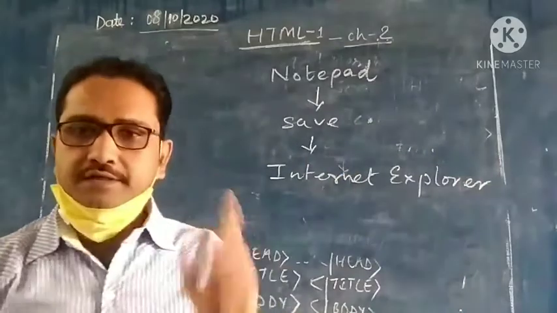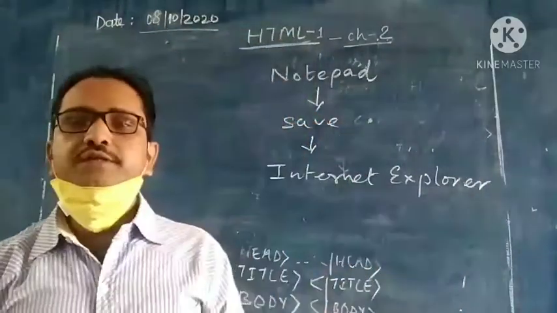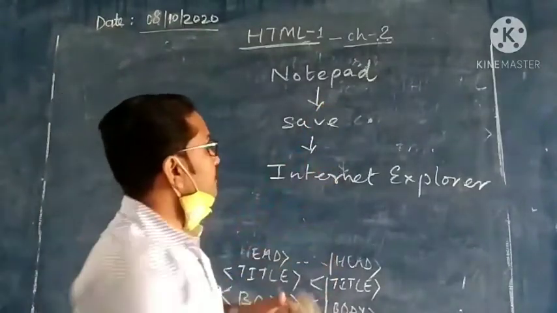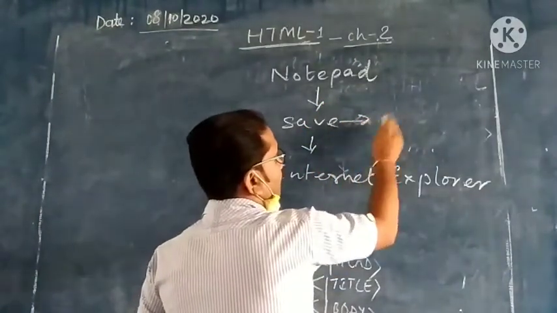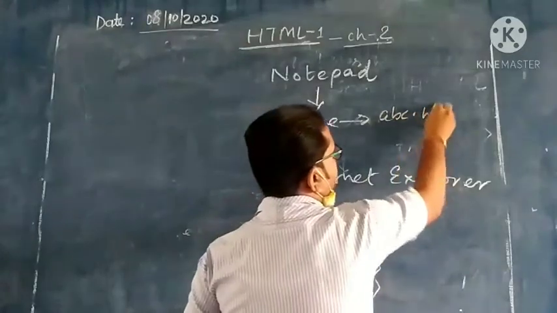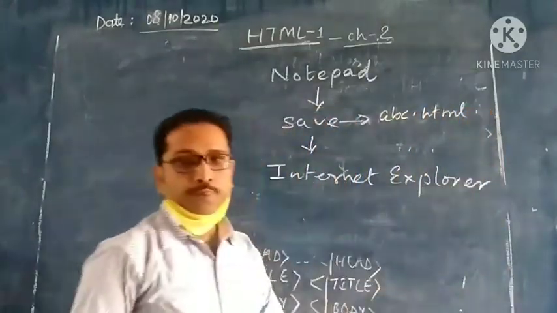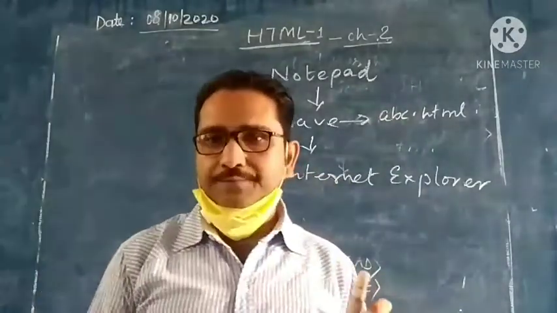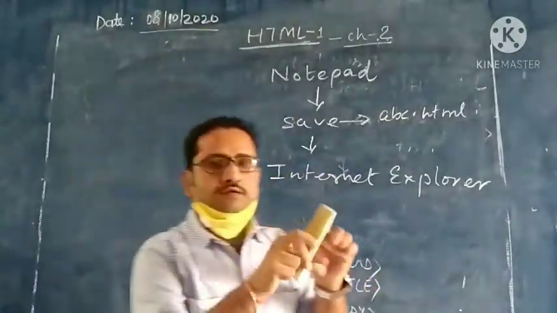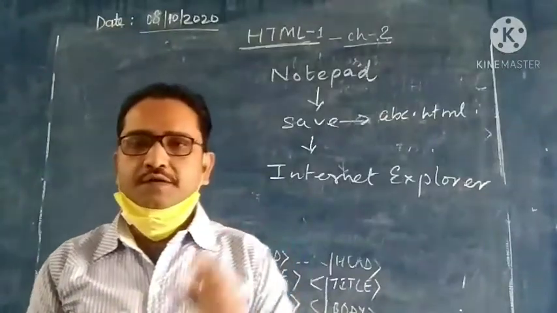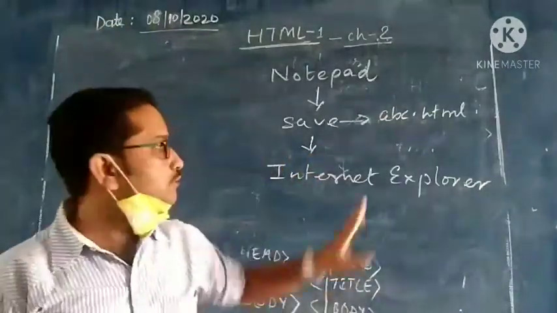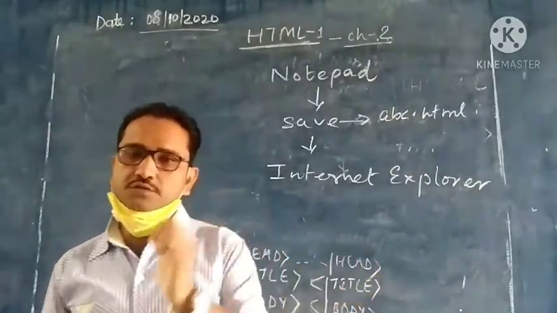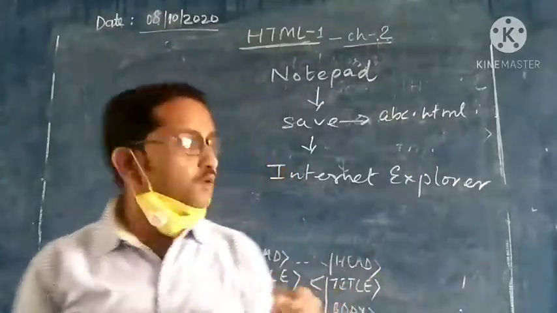We have to use Internet Explorer to open or view the web page. When you save that file, like abc.html, this file becomes a web file. It now becomes a web page. For viewing that web page, we have to use Internet Explorer.